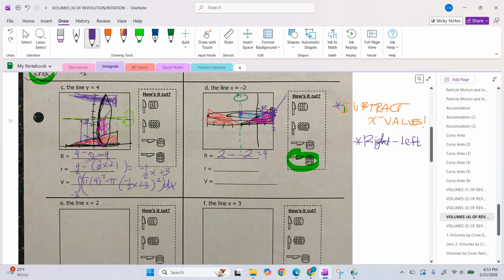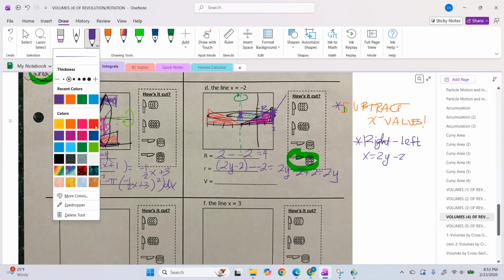Little r started here, okay? And that is on the function. So I'm going to take the x value of the function. Well, the x value of the function, what did we just do? We said that x is 2y minus 2. So this x value, which is on the function, is changing: 2y minus 2 minus, what's this x value here? -2. 2y minus 2 minus -2 is 2y minus 2 plus 2, which is 2y. All right, this is all very exciting.